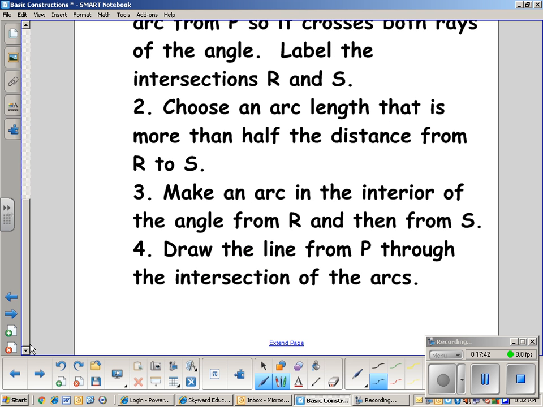Anybody not done copying these 4 steps down? Feel free to say yes, I'm not done yet.